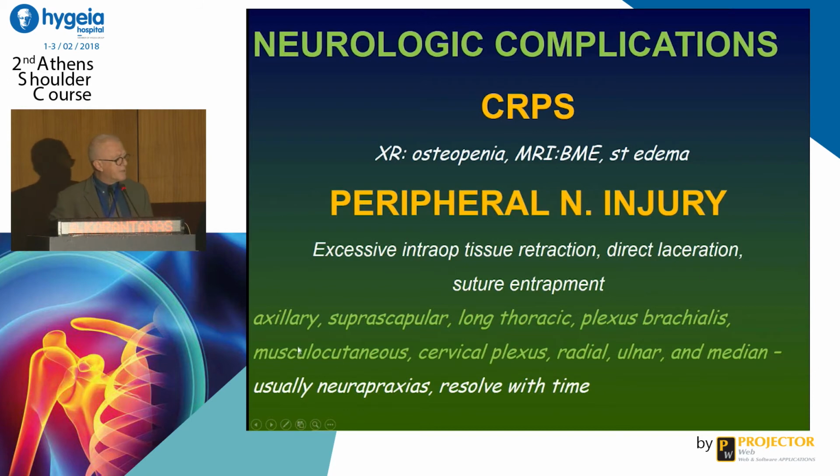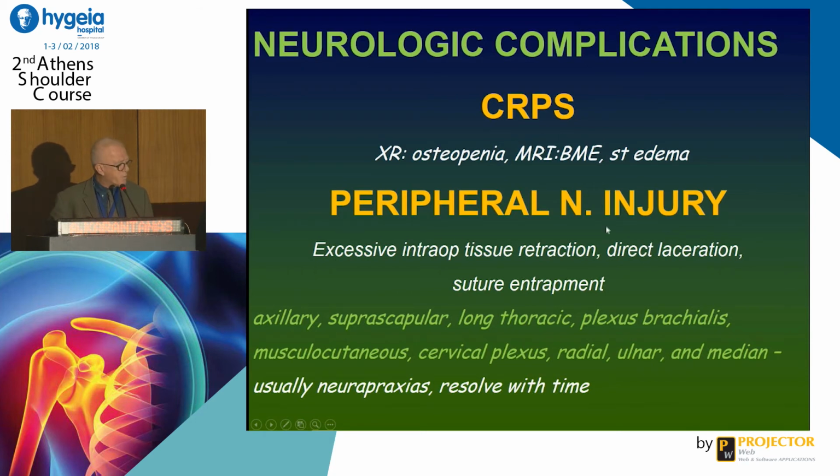So last but not least, neurologic complications include complex regional pain syndrome or pseudodystrophy, the old terminology. We see osteopenia on plain films, or bone marrow edema and soft tissue edema on MR. That's a very difficult case to treat.